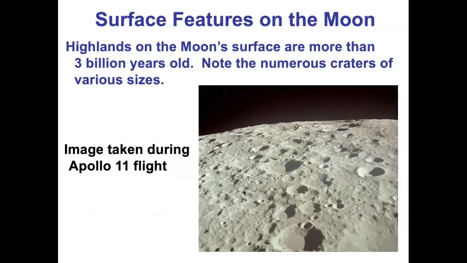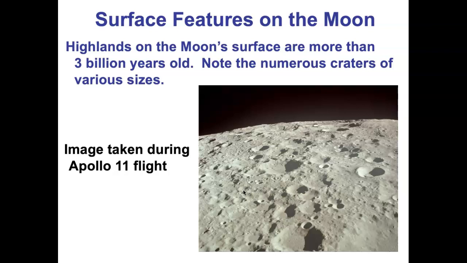Here is what the highlands look like up close. Here's a picture taken from the orbiter on the Apollo 11 mission. Heavily cratered, really rough. Where do the craters come from? They come from impacts, right? Rocks smash into the moon and blow out a new crater. These highlands are so heavily cratered because they're old. This area has been sitting there for a very long time.